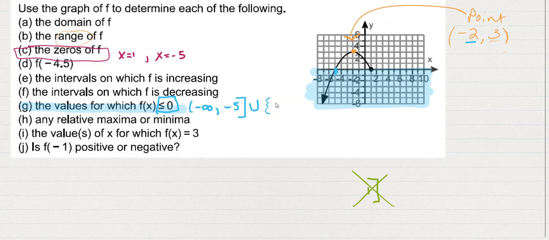Now, even though we're in interval notation, if we want to say the single point, we can put it in set notation, or a set bracket. So these funny brackets with a 1 in it.